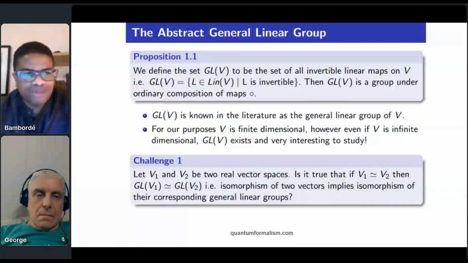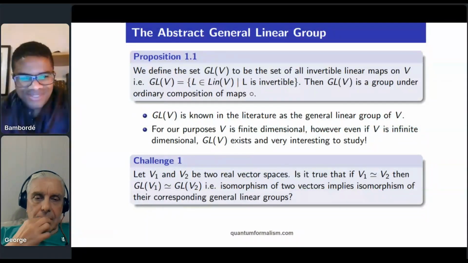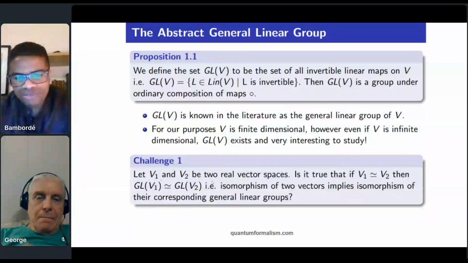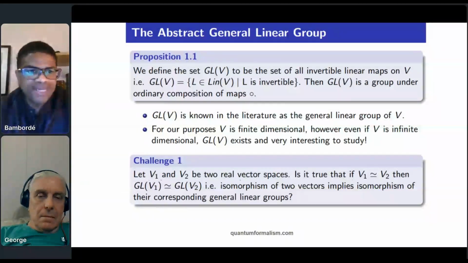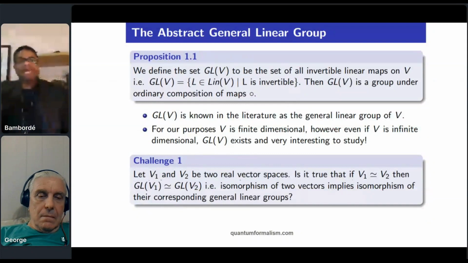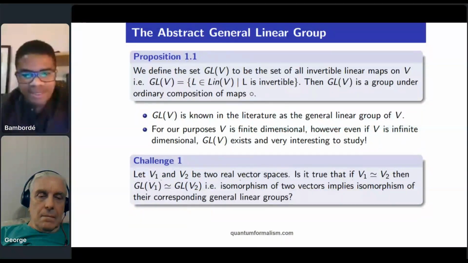This might be trivial for a lot of you, but even if it looks trivial, try to prove or disprove. The question is: given two real vector spaces, V1 and V2, is it true that if the two of them are isomorphic, then it follows that their corresponding general linear groups are isomorphic in a group theoretic sense?